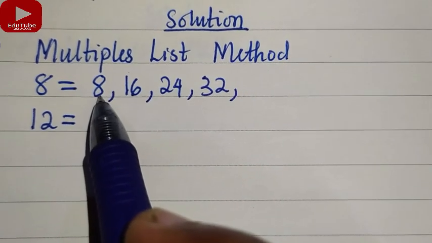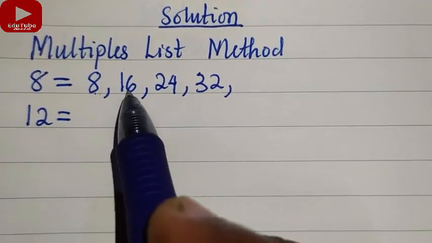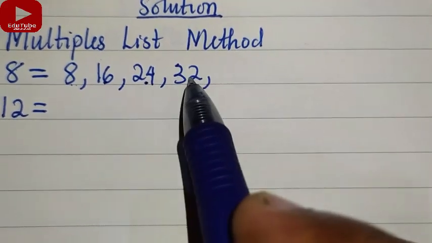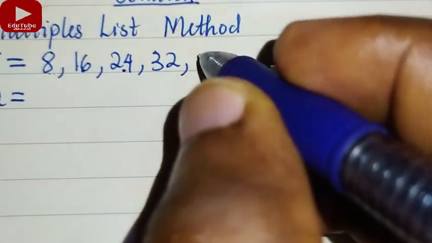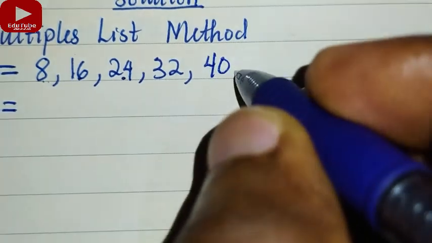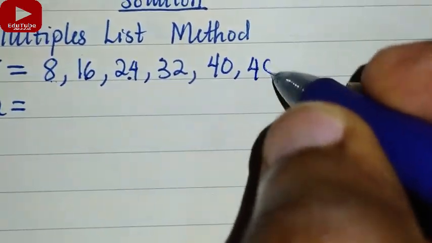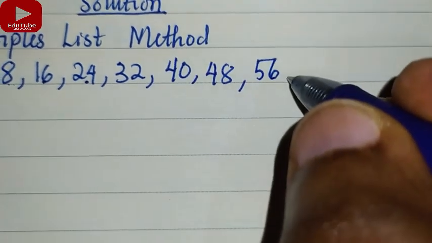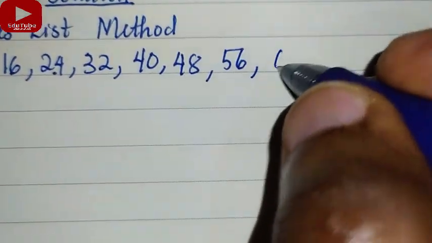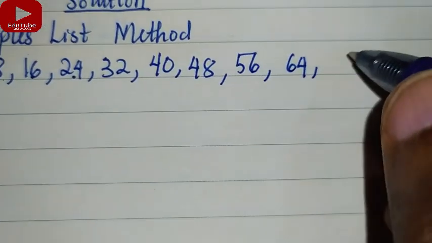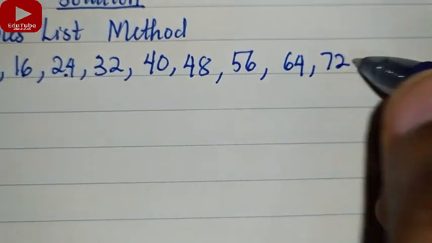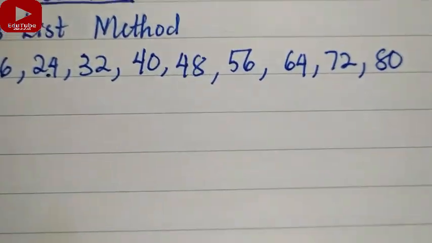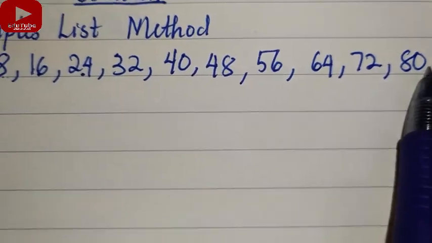For example, 8, then 8 plus 8 is 16, then 16 plus 8 is 24, then 24 plus 8 is 32, and 32 plus 8 gives 40, then 48, then 56, then 64, then 72, and 72 plus 8 gives 80. So these are the first 10 multiples of 8.